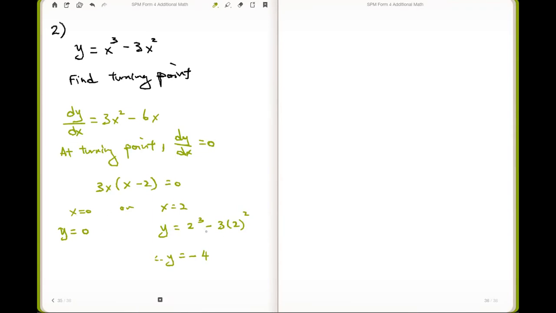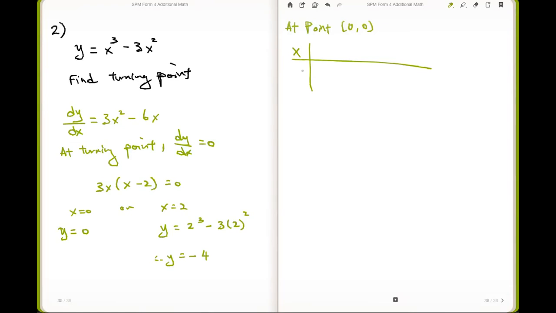Now how would I tell if this, at point (0, 0), is positive or negative? Another method is to use a small change. Let me do it here. Let's say I have a value of x and a value of dy/dx.